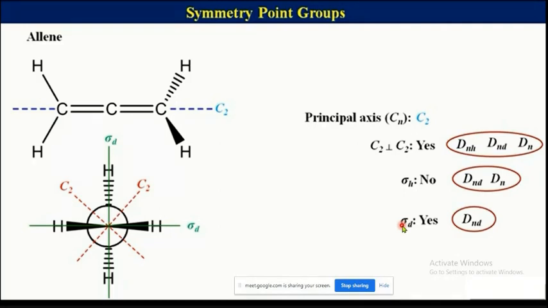Anyway, I hope I have made it clear how you visualize sigma D. For sigma D, keep this in mind: there should be two different types of C2s and they should be oriented 90 degrees to each other. If you see this condition, then definitely look for sigma D in the molecule, whether it is there or not. But do not conclude that sigma D will definitely be there, no. First of all, two C2s are there and their orientation should be 90, and then you need to find out whether sigma D is present or not.